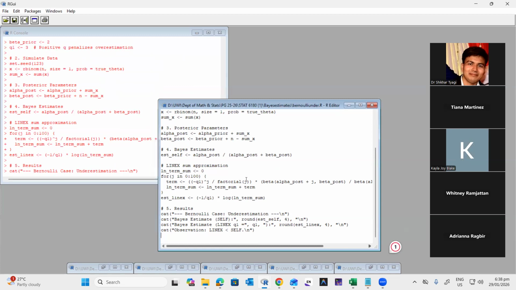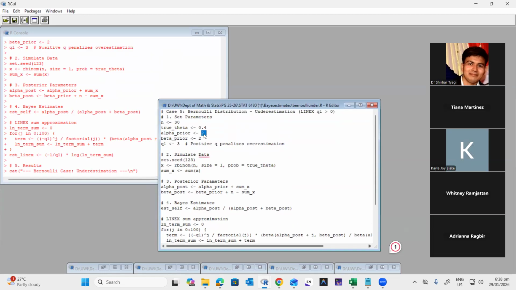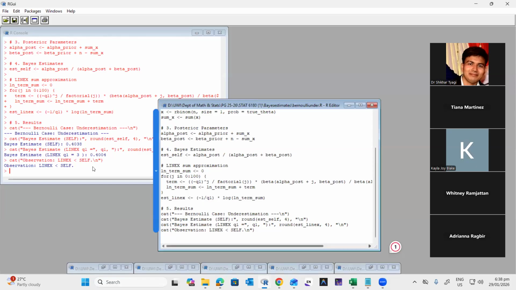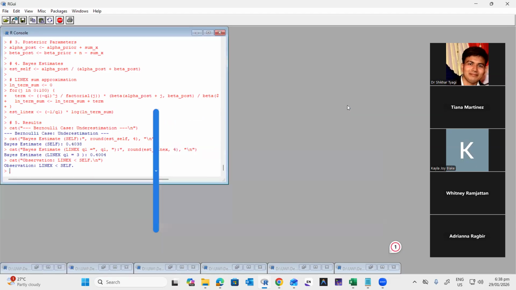All right. So now we will check the value. First, we check on the large sample what the final output is. Yeah, still it is better than the self. All right, so LINEX under the overestimation is providing better results compared to the self. All right, so these were the codes for both problems that I provided you.